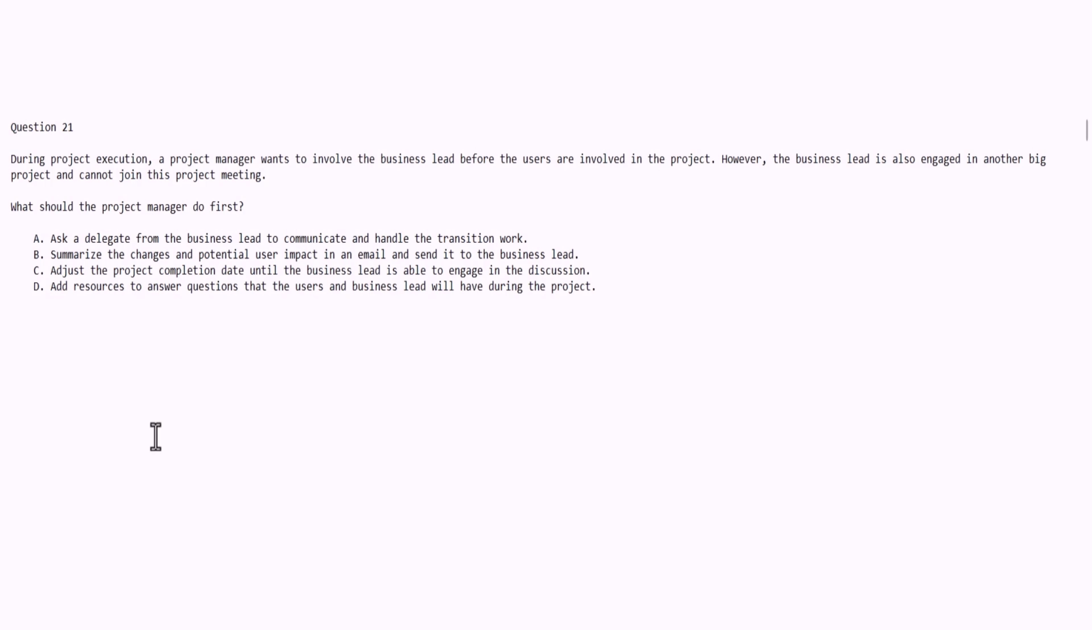Option A, ask the delegate from the business lead to communicate and handle the transition work. Option B, summarize the changes and potential user impact in an email and send it to the business lead. Option C, adjust the project completion date until the business lead is able to engage in the discussion. Or option D, add resources to answer the questions that the user and the business lead will have during the project. We're going to pause the video momentarily, give you the opportunity to answer the question, then resume the video with the actual results.